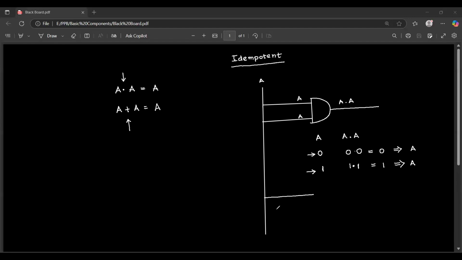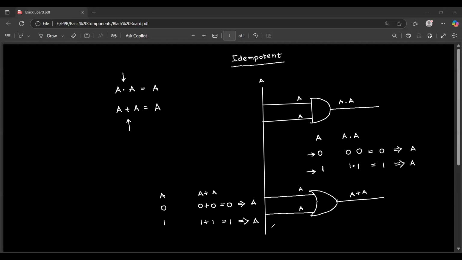Now let's see what happens when you send it through an OR gate. Here we have the OR gate. If you send A again through an OR gate, you'll get A plus A. So what is A plus A? Let's go to the truth table. We have A and then A plus A. A is 0 or A can be 1. If A is 0, A plus A is 0 plus 0, which is equal to 0, so the output is equal to A. Similarly, when A is equal to 1, 1 plus 1 is equal to 1, so the output is equal to A. So the idempotent law states that A dot A is equal to A, and A plus A is also equal to A. Pretty straightforward, nothing too fancy.